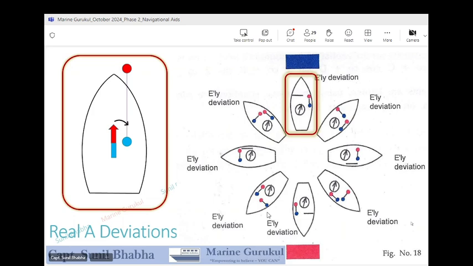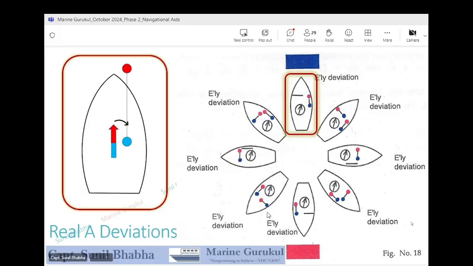Now I have shown you one particular combination. There is a possibility of other combinations also being present on the ship which can generate coefficient A. So in some other combination, it is possible that a westerly deviation may be generated. But in that case, on all the headings, the deviation will remain westerly. Okay, sir.